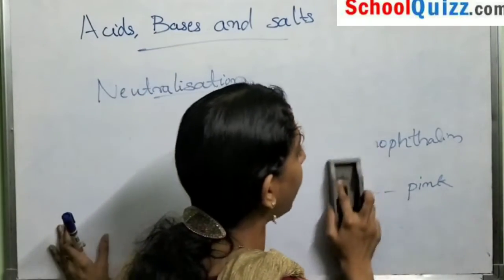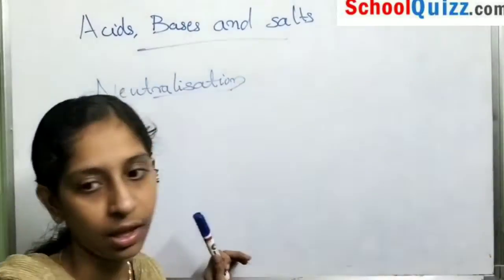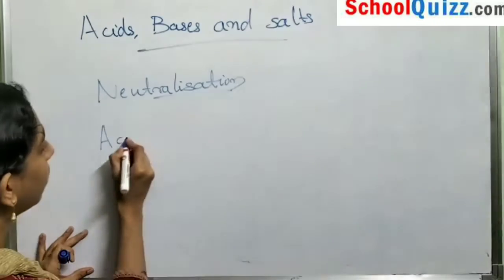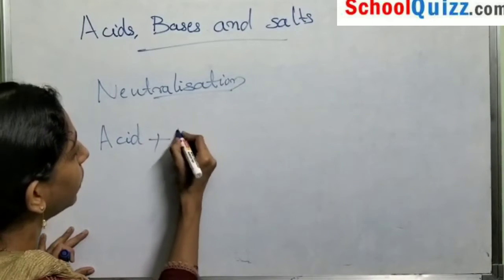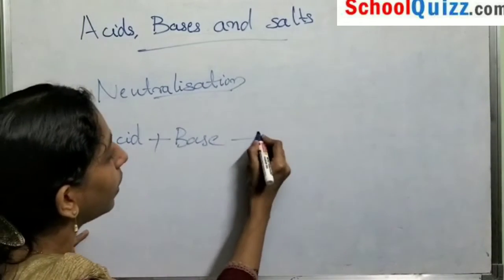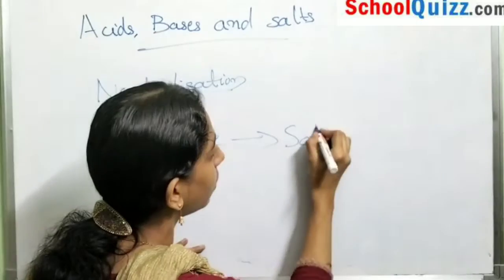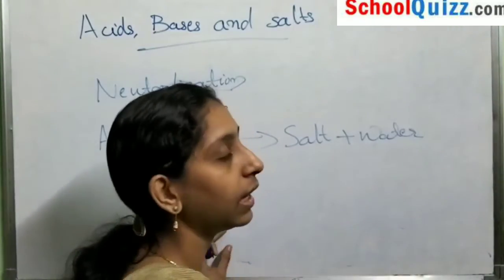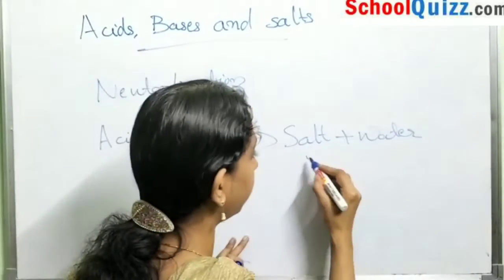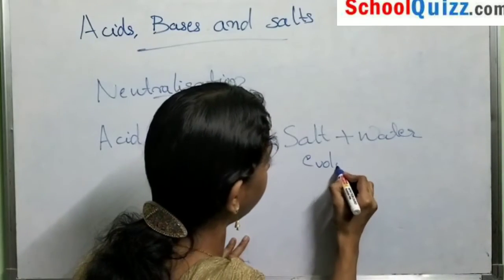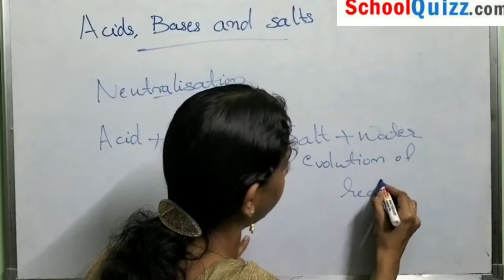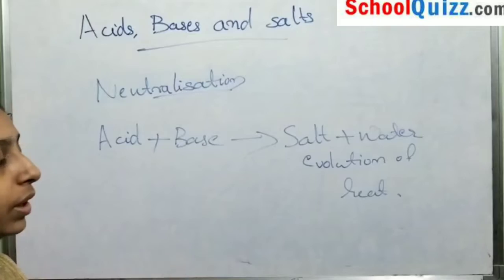How can we write the basic form of the neutralization reaction? Acid reacts with base, and we get salt and water with the evolution of heat.